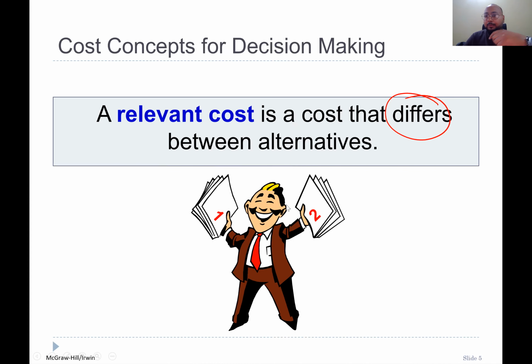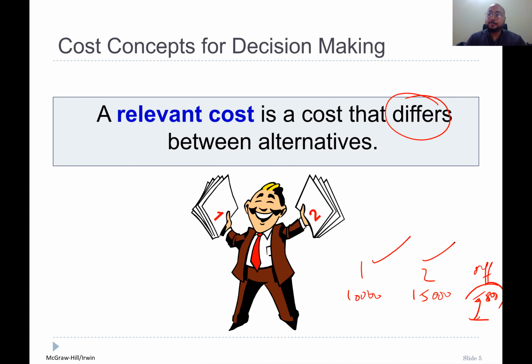So what is relevant? A relevant cost is a cost that differs between two alternatives. So what do we mean by that? If we have two alternatives, 1 and 2, if sales are 10,000 and in the second alternative sales are 15,000, so the difference is 5,000. So it means in relevant costing, we only consider this 5,000, not this one.